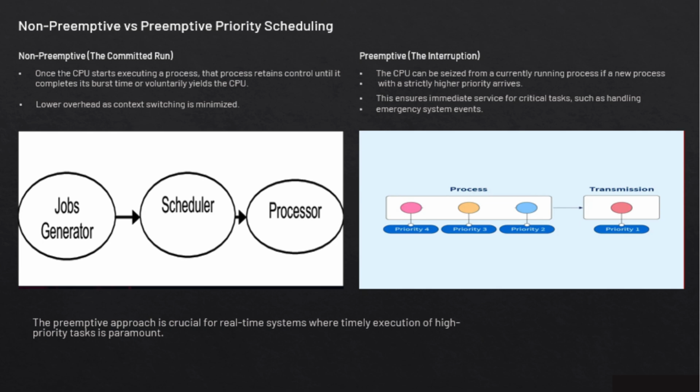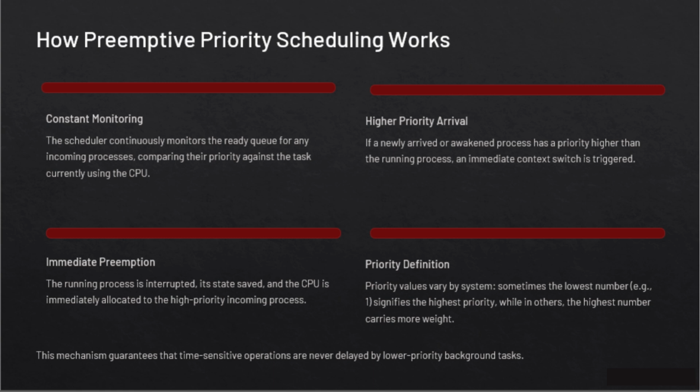Whereas in preemptive scheduling, if a higher priority process arrives, it can interrupt the currently running process. It's like a doctor leaving a routine checkup to handle an emergency patient immediately. Preemptive scheduling is crucial for real time systems, for example, in flight control systems or medical monitors where every millisecond counts. Now let us see how the system actually operates behind the scenes.